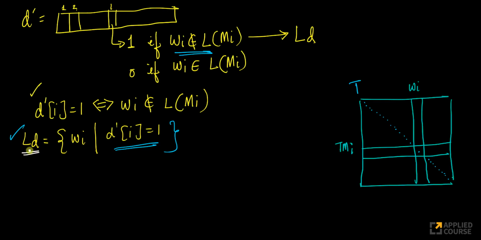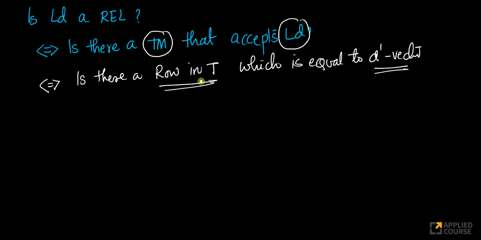We have shown that LD is exactly the same as the d dash vector. So I'm saying, is there a row in T which is equal to the d dash vector? We could only make this logical step because we know that every Turing machine is present as a row in my table T. For every Turing machine, I have a binary encoding, and for LD itself, I can write it as the d dash vector. So now let's argue whether this is true or not.